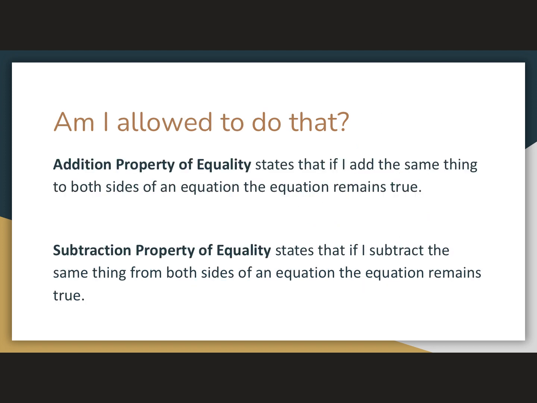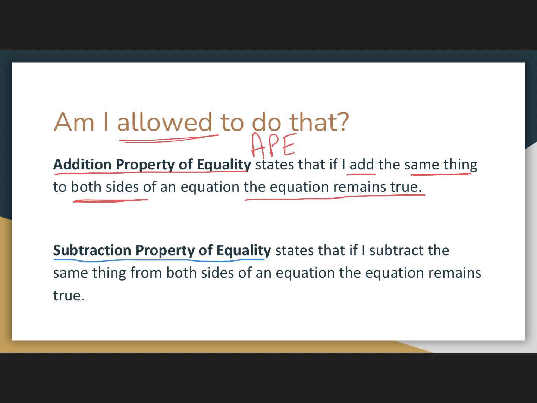So the next thing you need to think about is, am I allowed to just do that? There's two properties that we need to keep in mind. The addition property of equality, which we are going to abbreviate APE, states if I add the same thing to both sides of my equation, the equation remains true. Then we also have the subtraction property of equality, which we'll abbreviate SPE. It states if I subtract the same thing from both sides, the equation remains true. So those properties tell us that we're allowed to do this.